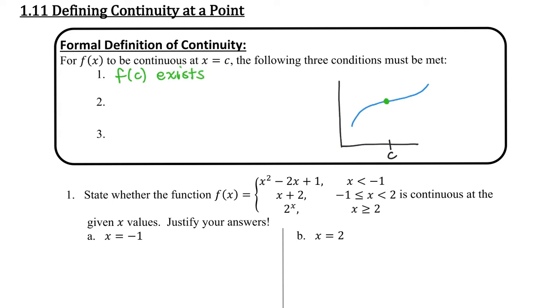The next thing is that the limit as x approaches C must also exist. And then the last condition is the limit as x approaches C, and the value of f of C must actually be the exact same thing for the graph to continuously move through that point. So the limit as x approaches C of f of x needs to equal f of C.